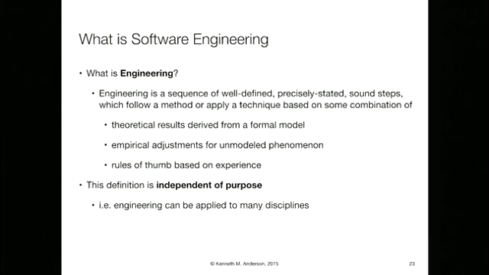But if we want to become like the other engineering disciplines, we have to get to that. And that's what software engineering research does, to try to move us. What are some models that are based on mathematics, based on reality, that we can use across contexts? Now, this definition that I just read is independent of purpose, right? So we have mechanical engineering, civil engineering, electrical engineering, software engineering. We want to take this approach of well-defined, sound steps, precisely related formal models, unmodeled phenomena, adjustments, and rules of thumb. Hey, this worked last time, which is the rule of thumb. And apply it to the construction of software systems so that we can get better at what we do.